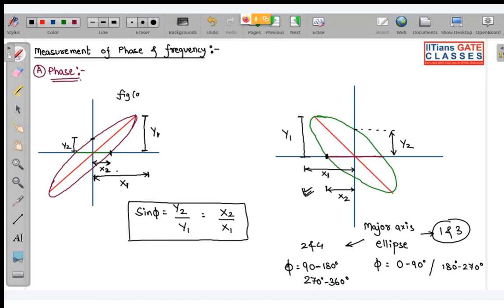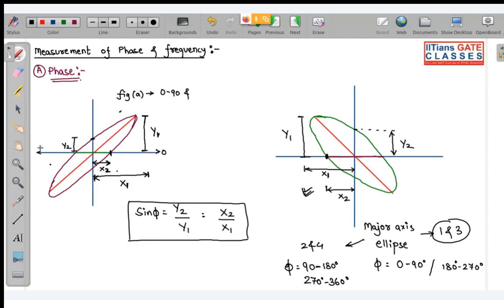Yes, tell me. Actually, I checked one question online, and when the major axis is in the first and third quadrant, it said 0 to 90 and 270 to 360 phase shift. Yes, in the first and third quadrant, the phase angle will be 0 to 90 and then 270 to 360. I wanted to confirm if it was correct.